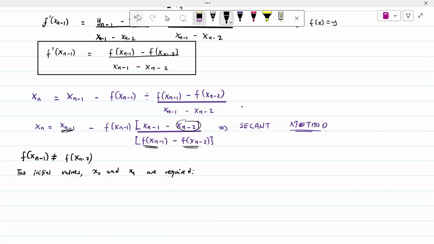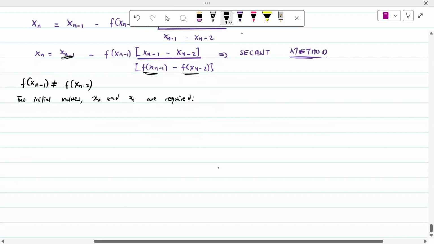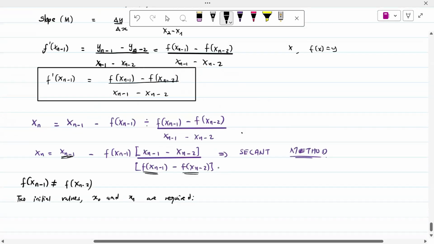If you're given one value, you can guess the other one, just approximate it. The other one should be as close as possible to the one given to you. So you may be given one value, but you can just say, okay, let me estimate the other one. Let me start with any value which is close to the given value. Okay, so that is all about the second method.